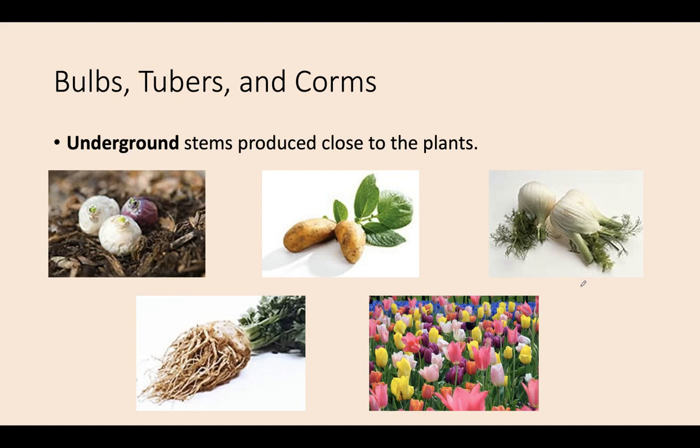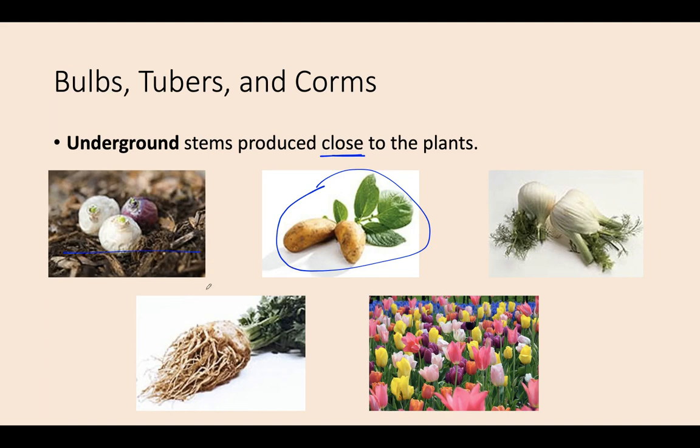And then we have this whole category, bulbs, tubers, and corms. They are underground stems produced close to the plants. Right, the other ones are still sending it away, a good couple feet. But these bulbs, tubers, corms are all produced very close to the plant. So these are things like potatoes. Potatoes are a tuber. They're growing right off of it.